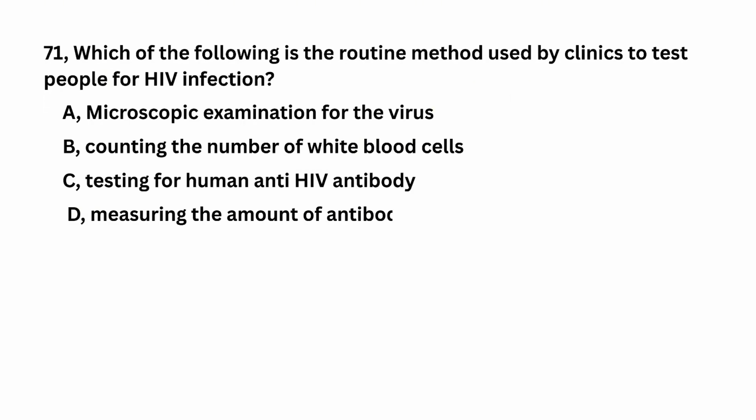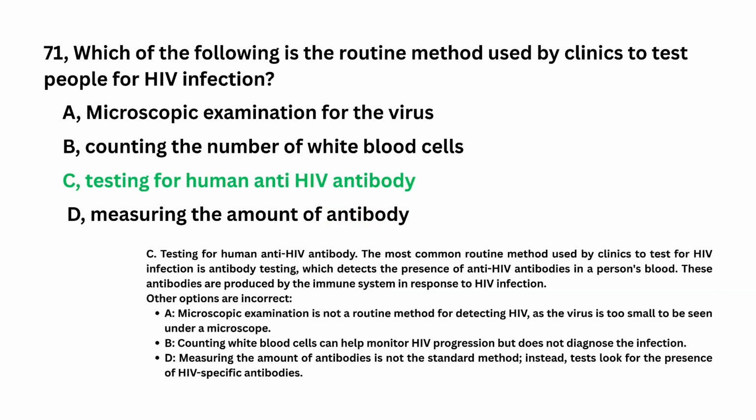Which of the following is the routine method used by clinics to test people for HIV infection? Microscopic examination of the virus, counting the number of white blood cells, testing for human anti-HIV antibody, measuring the amount of antibody. Testing for human anti-HIV antibody is the answer.